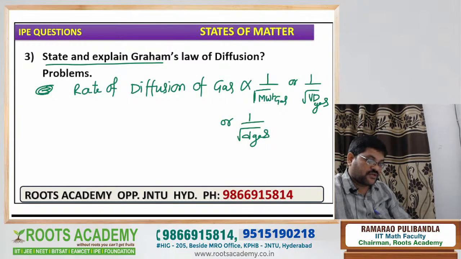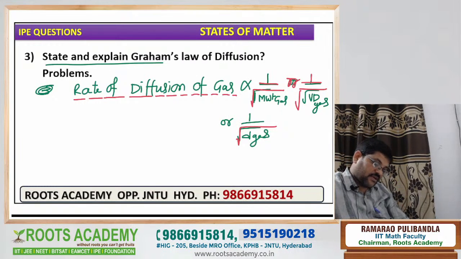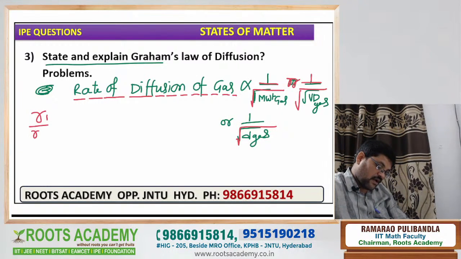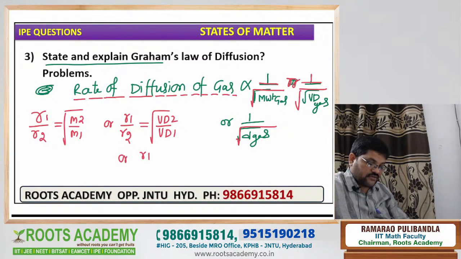Repeating the explanation once again: the rate of diffusion of a gas is proportional to 1 by the square root of the molecular weight of the gas, or 1 by the square root of the vapor density of the gas, or 1 by the square root of the density of the gas. From that you write R1 by R2 is equal to root over M2 by M1, or R1 by R2 is equal to root over VD2 by VD1, or R1 by R2 equal to root over D2 by D1.